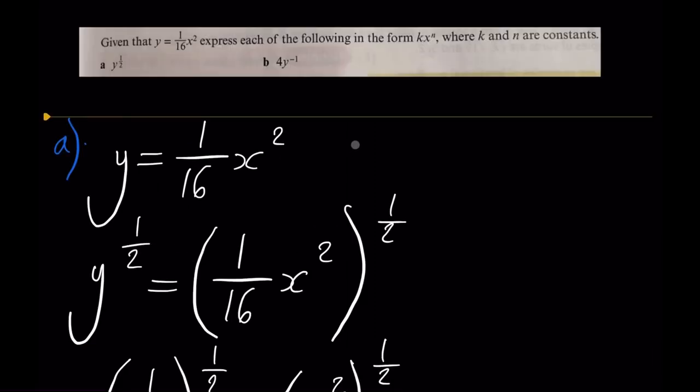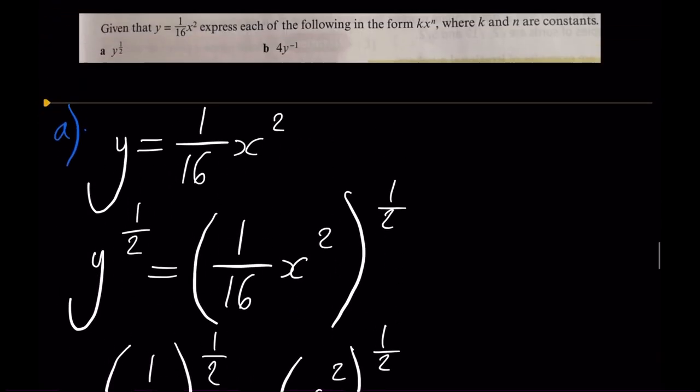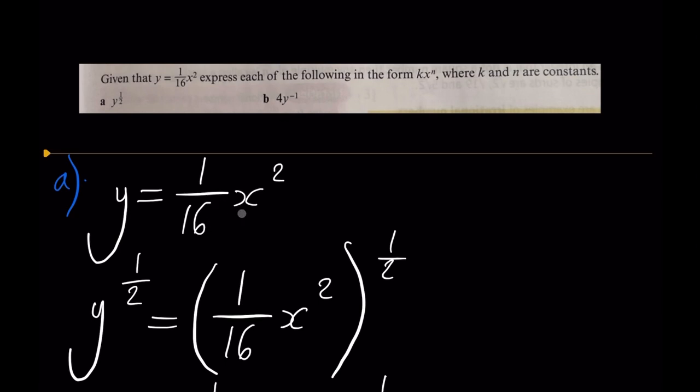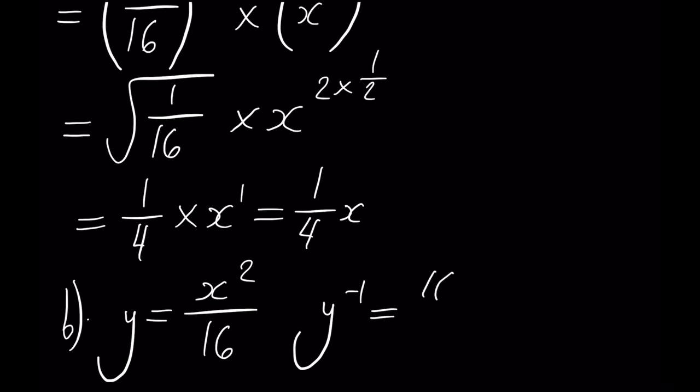Now for part B. This time we have two operations we have to conduct on this expression y. We have to inverse y, and then we have to multiply it by 4. So let's start off by inversing y. For the sake of simplicity, I'm going to rewrite 1 over 16 x squared as x squared over 16. And then y raised to the power negative 1 is equal to the reciprocal of this. So we flip this fraction, again using the laws of indices we looked at above.